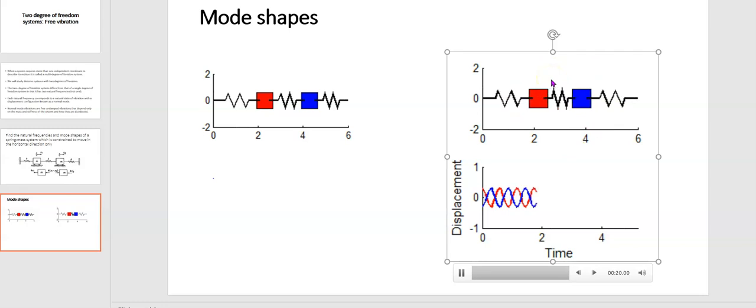The actual displacement is still going to depend on your initial conditions, so the initial displacement of mass 1 and the initial displacement of mass 2. That's the actual displacement. This just gives us an idea of how the relative vibrations occur for the particular natural frequencies, and we will be looking at some of those initial condition type problems.